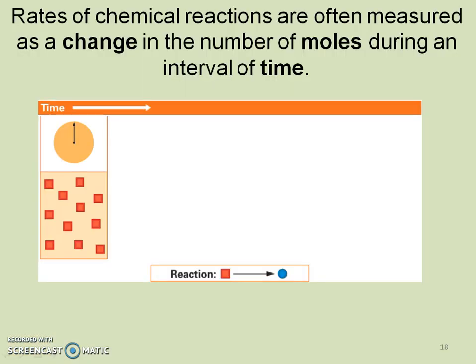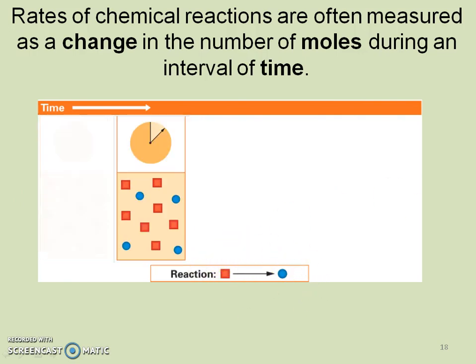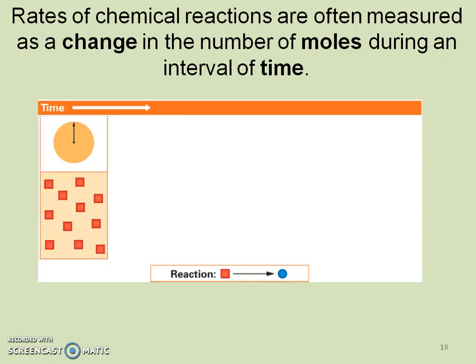If we look at rates here, chemical reactions are often measured as a change in the number of moles. So it's either going to be moles or concentration over a given time. Here we have our red squares signifying the reactants. Notice our reaction down here. As we go on, look how the reds are disappearing, and now we have our blue circles appearing.